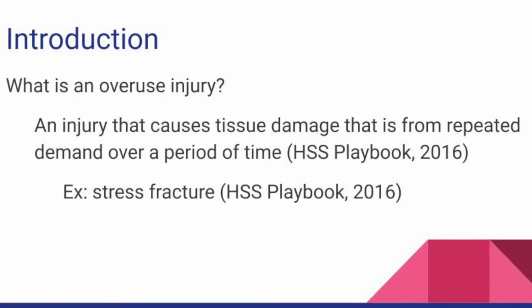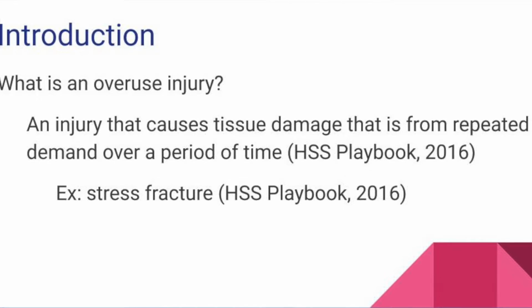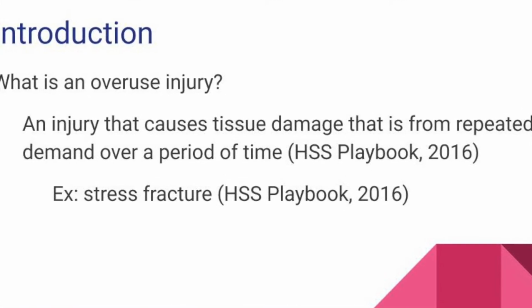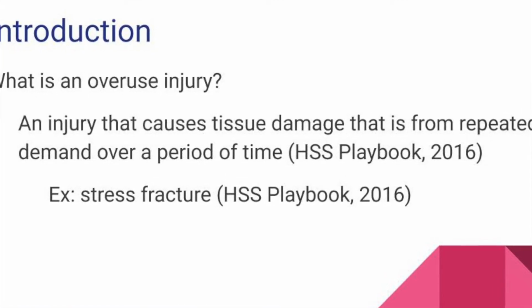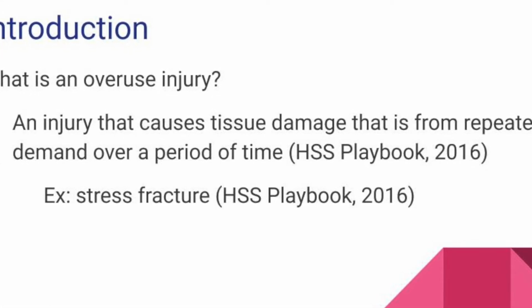An example would be a stress fracture, so maybe somebody who runs a lot may get a stress fracture, or like a baseball pitcher, when he repeatedly does his arm in that motion, he could have tendonitis, and that could just be another example of an overuse injury.